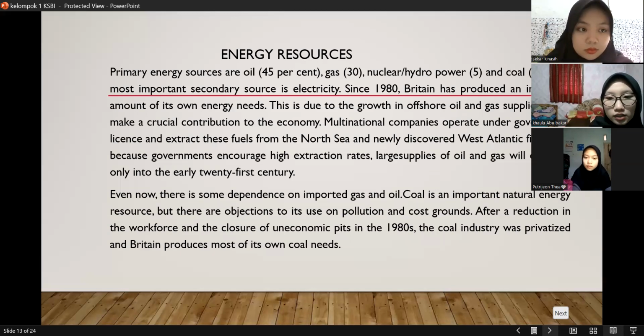After a decline in the 1980s, the coal industry was protected and Britain produced most of its own coal needs.